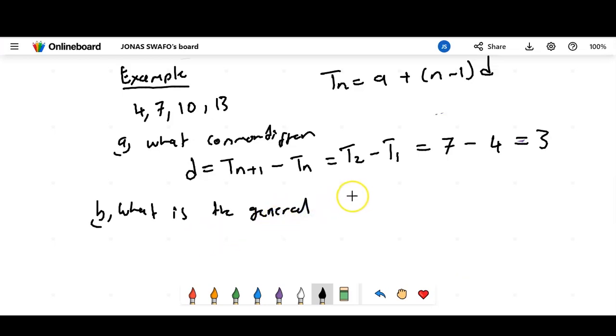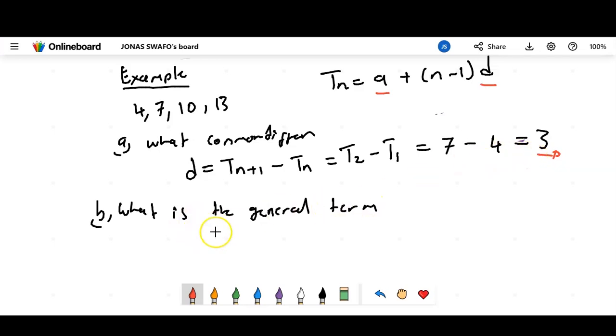If they're asking you for the general term, remember they are really asking you for the general formula. How would the formula for this sequence look? For that, remember, we need our A. We need to know what the A is and what the D is, right? From the previous question, we have already calculated the D. Do we know what the A is?